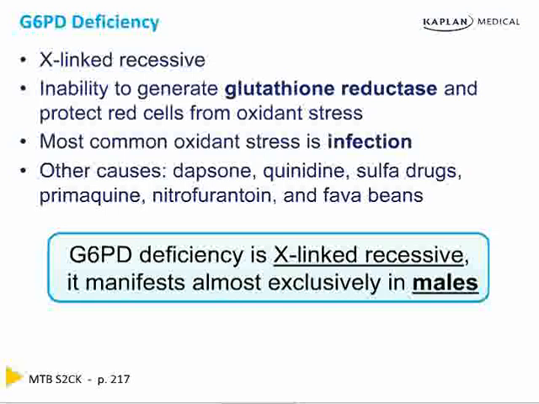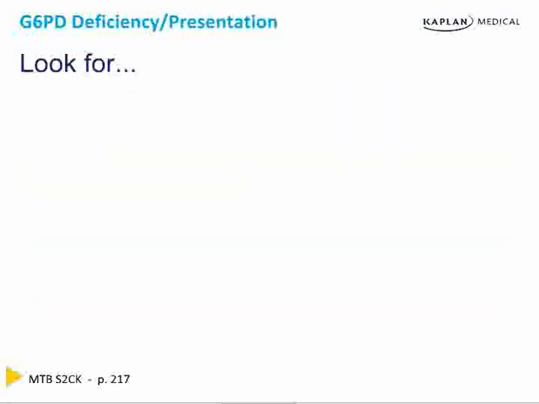G6PD deficiency mostly presents in infection in people who are deficient. Because G6PD deficiency is X-linked recessive, the manifestations are almost exclusively in males, just like hemophilia A, meaning that women can carry it, but men express it. You will see the sudden onset of hemolysis in a male patient.